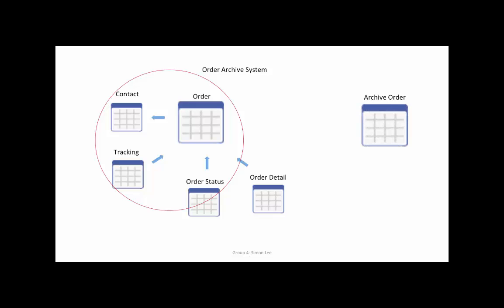At the time of archive, the information in this red circle will be copied into the archive order table. Once it's copied, the system will fetch the order detail from the order detail table that was just archived and copy this order detail into an archive order detail table. The archive order detail references the archive order table, but none of the archive tables will reference the original tables.